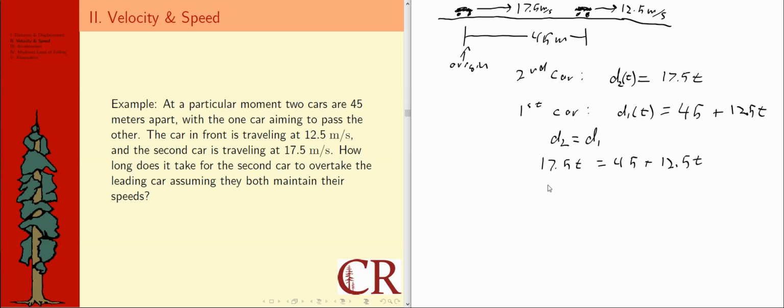I think I'm going to subtract from both sides 12.5t, so I'm going to get 17.5t minus 12.5t is equal to 45, and then I can combine like terms here since the difference between the two numbers that are multiplying the variable t is just 5. This is just really 5t is equal to 45. And at that point, you divide by 5 on both sides, and you'd get t is equal to 9, because 45 divided by 5 is 9.